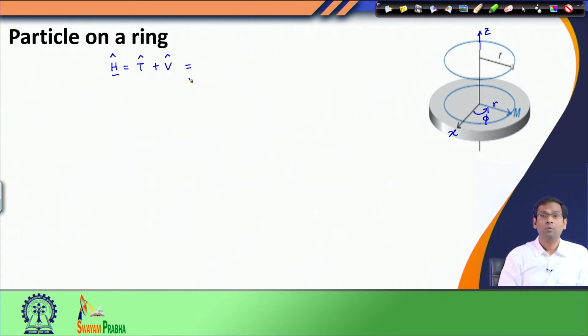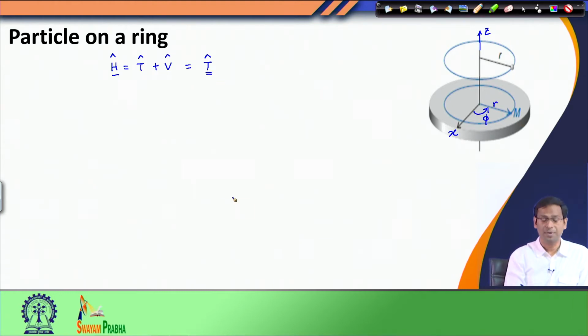Like the particle in a one dimensional box problem, we would assume that this particle, when it goes around this ring, experiences no other interaction. Therefore, its net potential energy is 0. So my Hamiltonian has only the kinetic energy operator, because I define my potential energy as 0. We are assuming that this is an isolated particle, and it experiences no external potential. So, this is my kinetic energy operator.